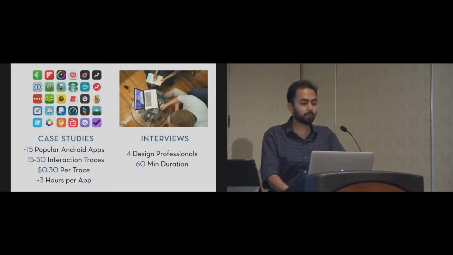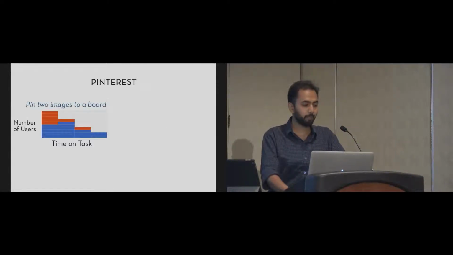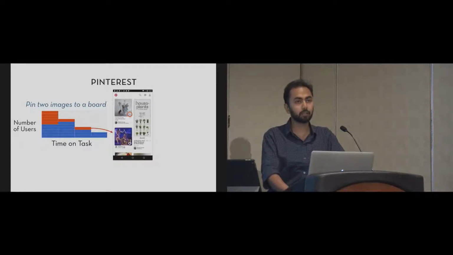I'll now talk about some of the findings from these case studies. First, I'll show 2 examples where we found usability issues in apps. Here, we asked users to pin images to a board in the Pinterest app. When we looked at one of the outliers who took a long time and still couldn't figure out the task, we found that she tried pinning images by clicking on the white icon that's at the lower right corner of these images.